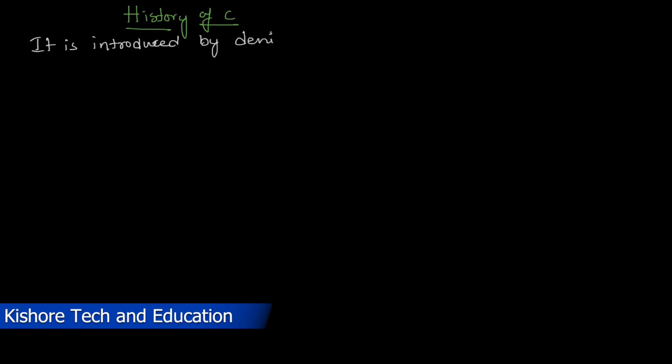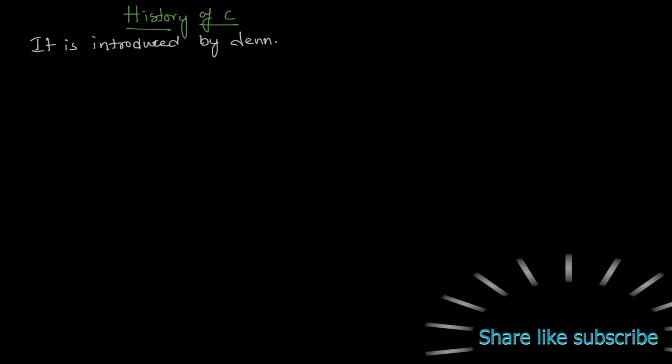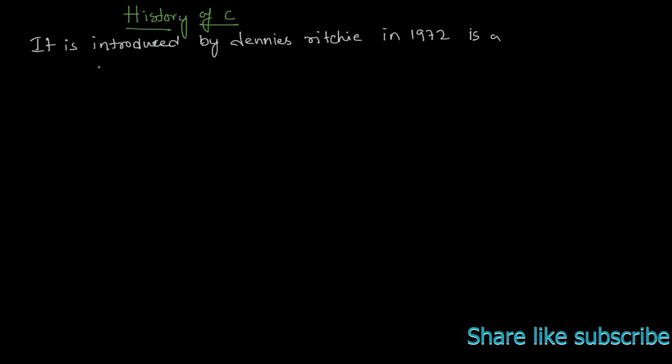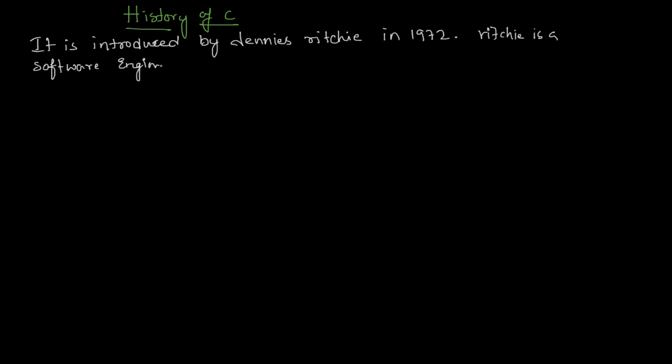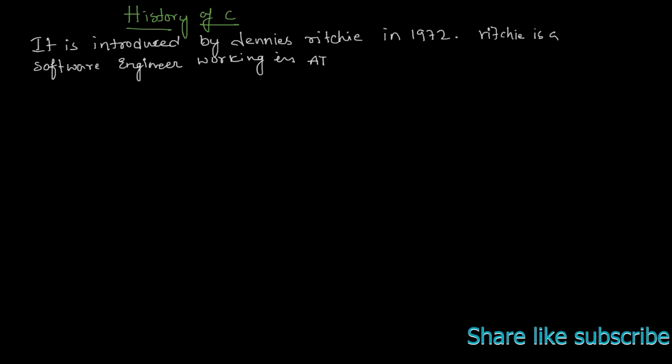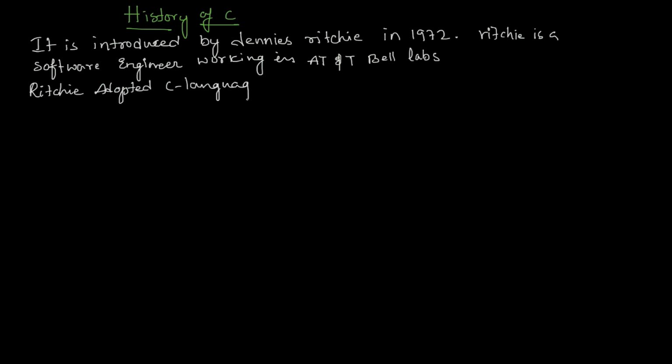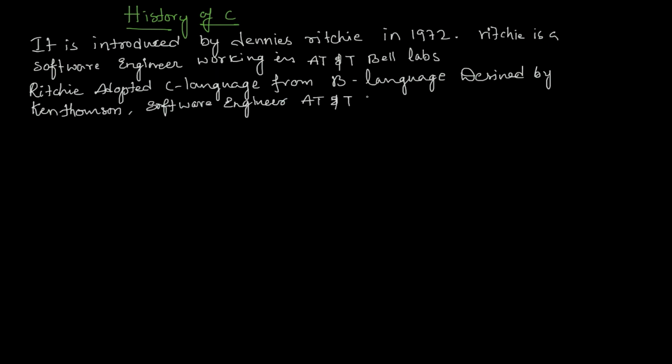History of C. It was introduced by Dennis Ritchie in 1972. Ritchie was a software engineer working at AT&T Bell Labs. Ritchie adopted C language from B language, designed by Ken Thompson, a software engineer at AT&T Bell Labs. Thompson adopted B language from BCPL. It means Basic Combined Programming Language.